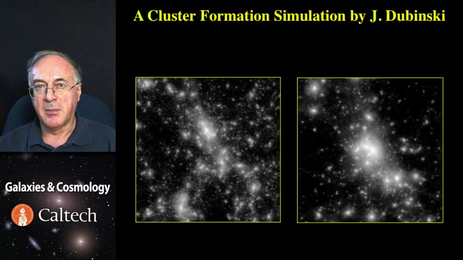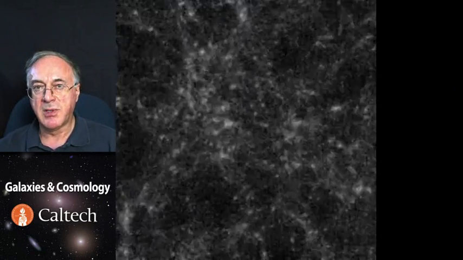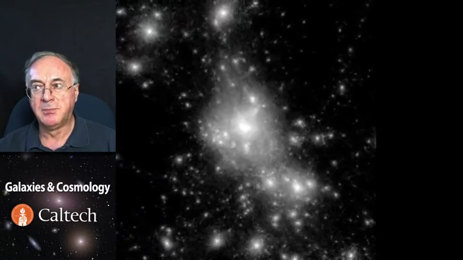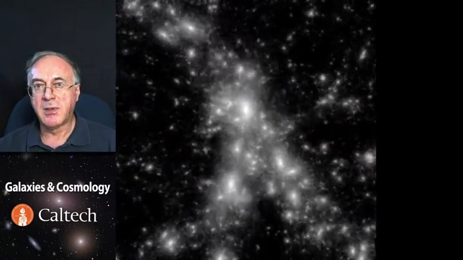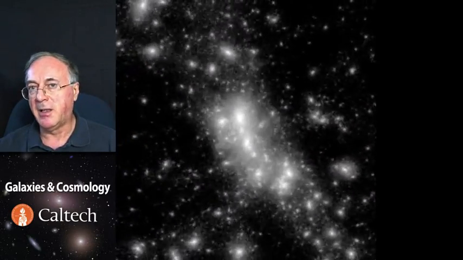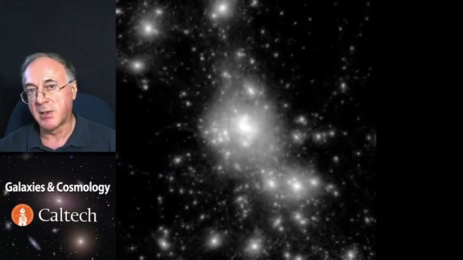Here is a similar thing, but in this case, simulation of a formation of a cluster of galaxies done by John Dubinsky. Again, we start with very smooth, simple initial conditions, and you see objects condensing and merging violently with each other, making larger and larger structures in the middle. Let's take a look again. Note, this is not stars, this is dark matter. If you could see dark matter, this is what you would see.